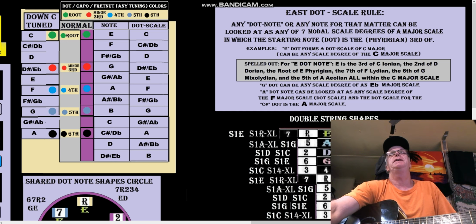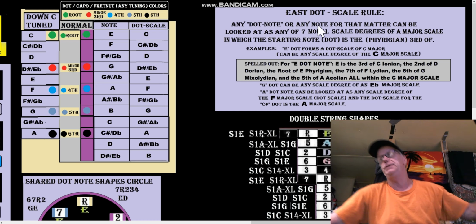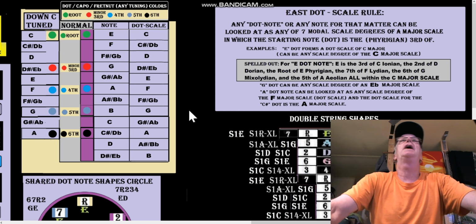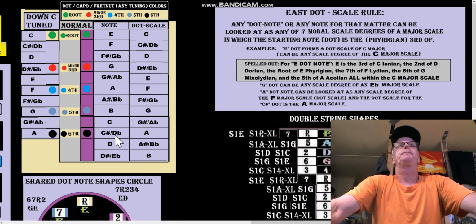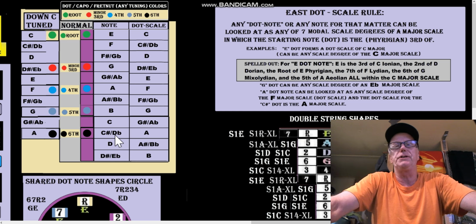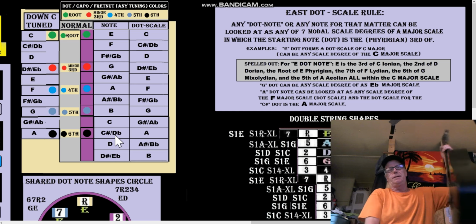New method, it's the easy dot rule, but it says any dot note or any note. So it could be any note. So if you have a dot on C sharp, you could go one fret lower than that and start on C there. Say, I just want to start on C. Why? I always say that. Why? I don't know.